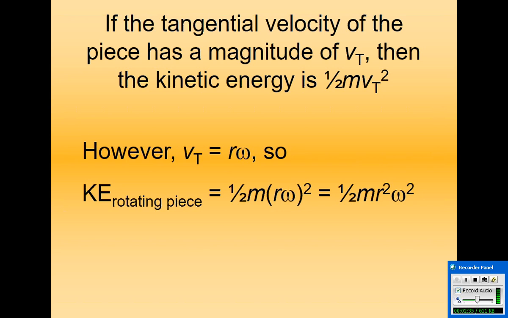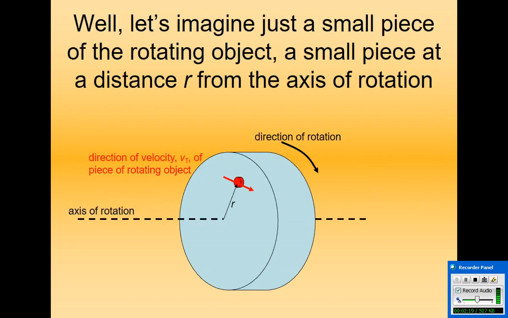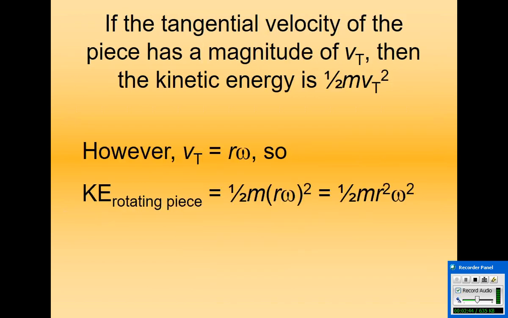Keep in mind that the tangential velocity is equal to r, the distance from the axis of rotation, times omega, the angular velocity. So conceivably, I could take the tangential velocity in the expression 1/2 m times v_t squared and replace it with r omega. And with just a little bit of playing around with the algebra, I get 1/2 times m times r squared times omega squared. Now, why is this relevant?